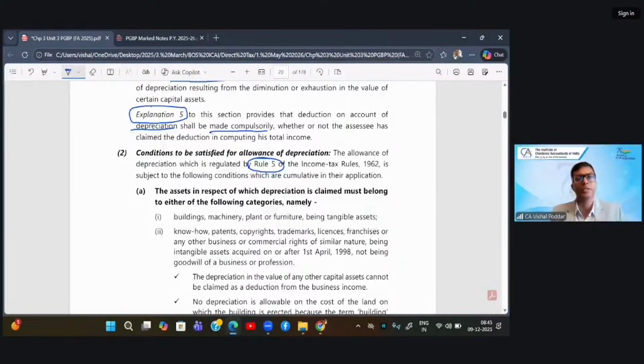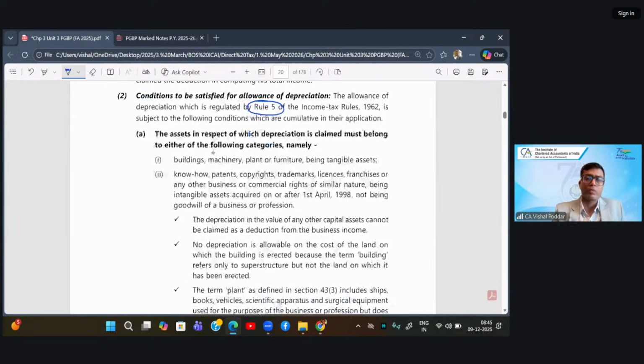So Income Tax Act section 32 and Income Tax Rules rule 5 deal with depreciation. Now, combined reading of both these has led to the following provisions. There are some conditions, some provisions made. First is, for the purpose of depreciation, the rule has divided the assets into two categories. One is tangible and the other is intangible.